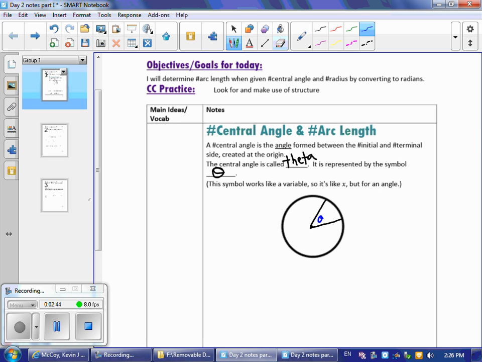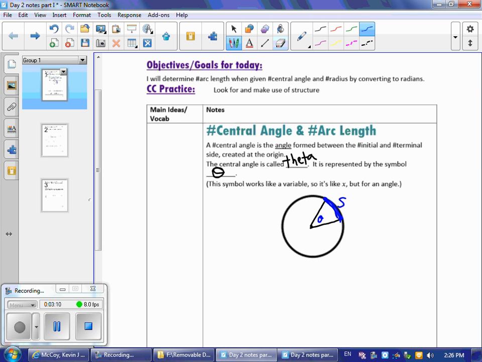The distance from here up to here around the outside of the circle is the arc of the circle. And for whatever reason, they denote this with an S. Still have yet to figure that part out. So the distance from here to here around the outside of that circle is the arc, and that's denoted with an S.